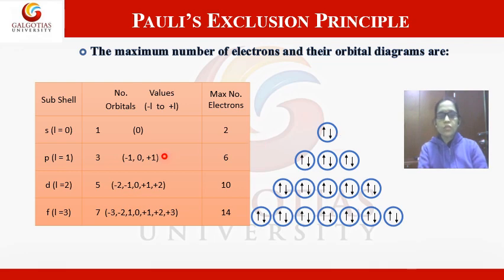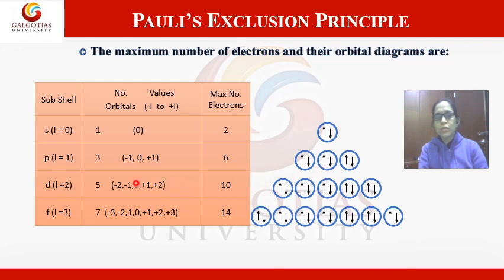Similarly, the p subshell has 3 p orbitals, px, py and pz, which are accompanied by magnetic quantum numbers -1, 0 and +1. The number of orbitals is 3 here. So it can accommodate a maximum of 6 electrons. For each orbital here you see one is spin up and another is spin down. In every orbital, there are 2 electrons with up spin and down spin.